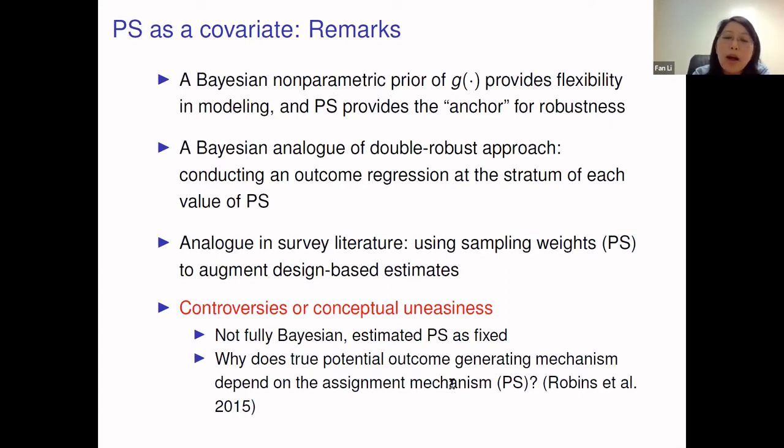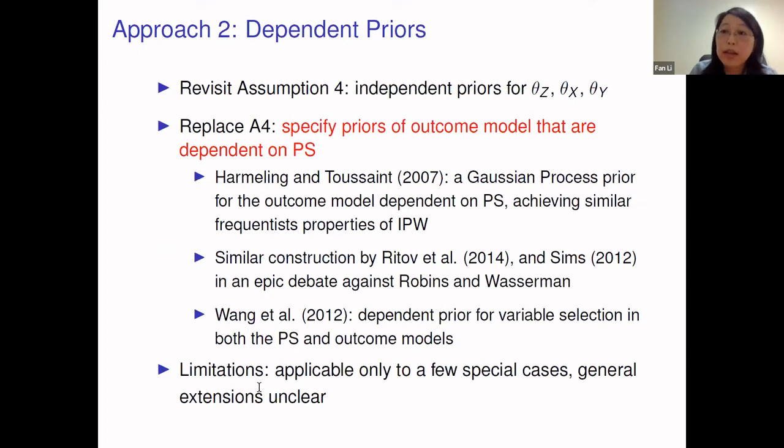Well, why would the process I use to generate the true outcome have anything to do with how I assign my treatments, right? It looks like the assigned treatment seems to be a completely separate process, right? So this assignment mechanism is basically characterized by the propensity score. So this mentally seems very unnatural. And this is one big argument against this type of approach. I will give some comments later, but I will now move to the second approach.